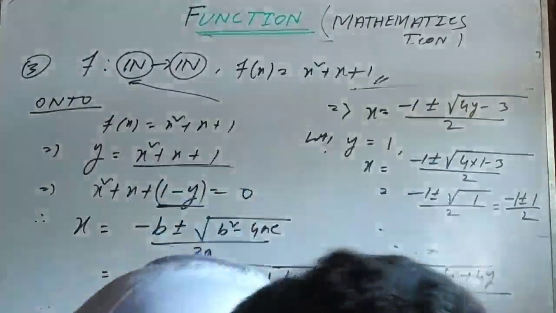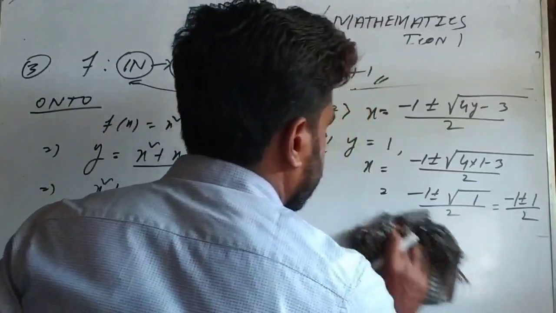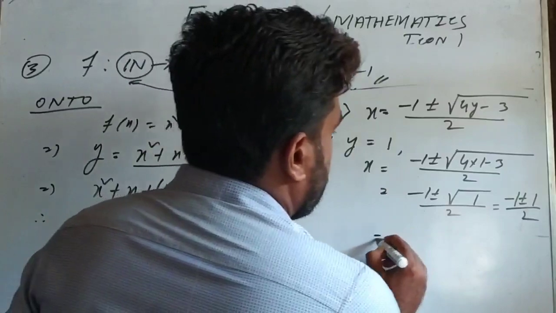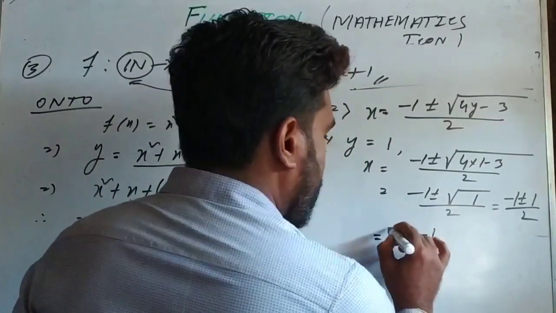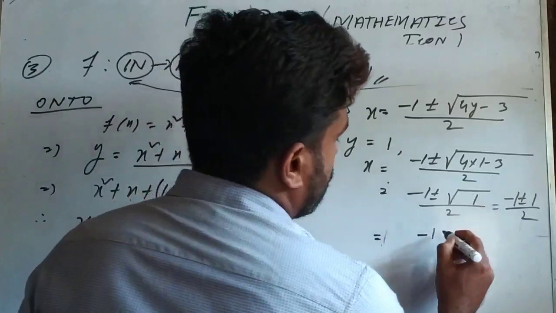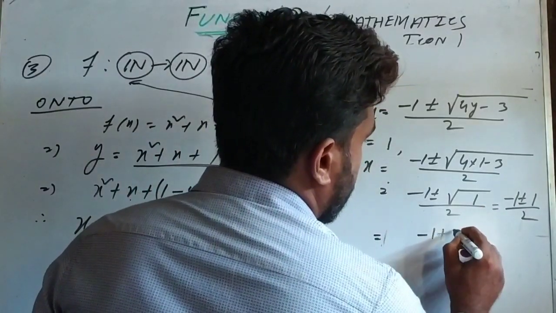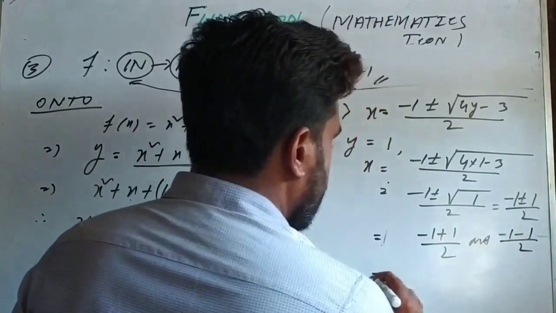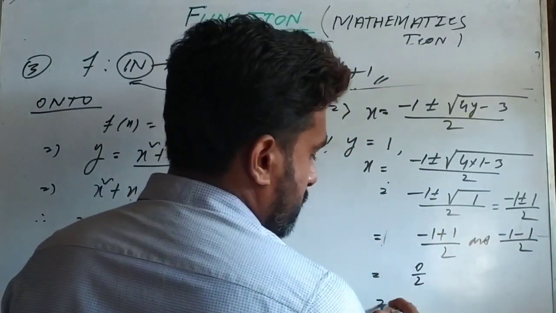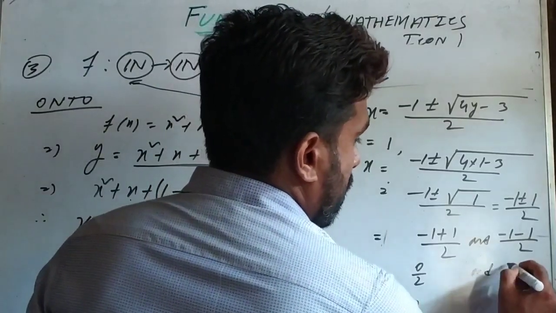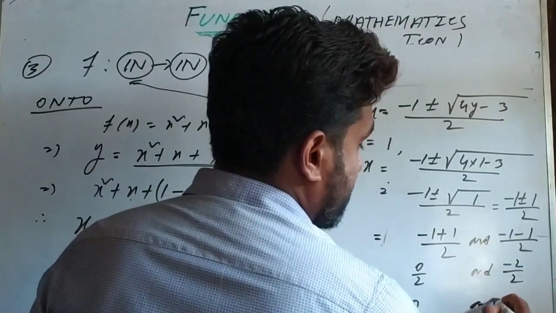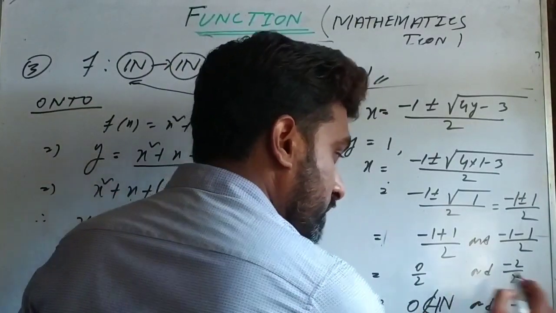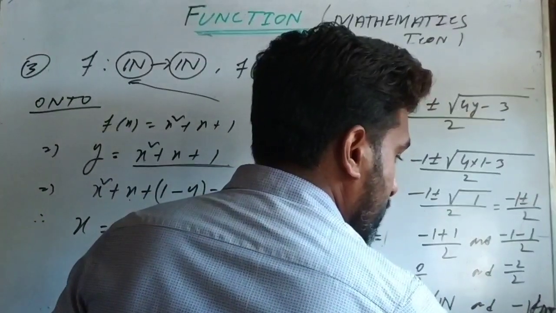Here you can see the minus 1 plus minus case is there, that means 2 cases will be there: minus 1 plus 1 by 2 and minus 1 minus 1 by 2. So here 0 by 2, answer is 0, and minus 2 by 2, answer is minus 1. 0 also does not belong to the natural numbers, minus 1 also does not belong to the natural numbers.